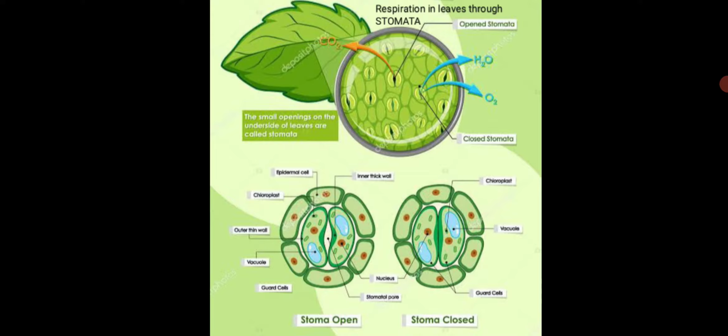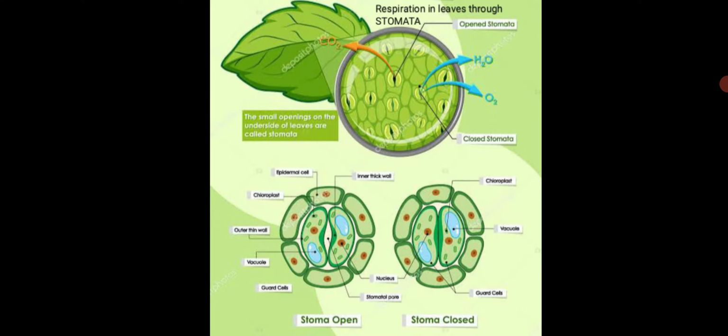See, on the leaf we have stomata. When stomata open, it will be in this way. When closed, in this way. It will be exchanging gases. It will be giving out oxygen and water and taking in carbon dioxide, while photosynthesis happens. Now in respiration, it gives out carbon dioxide and closes stomata. In this way, gaseous exchange takes place.